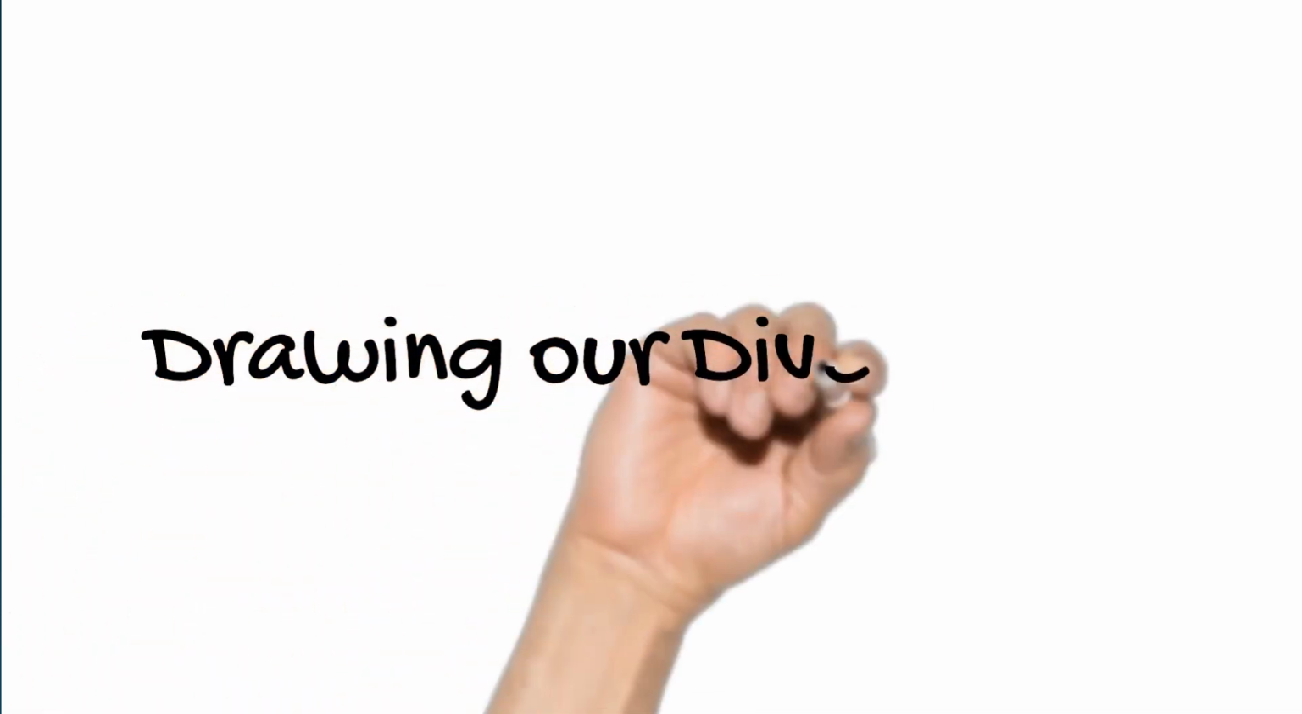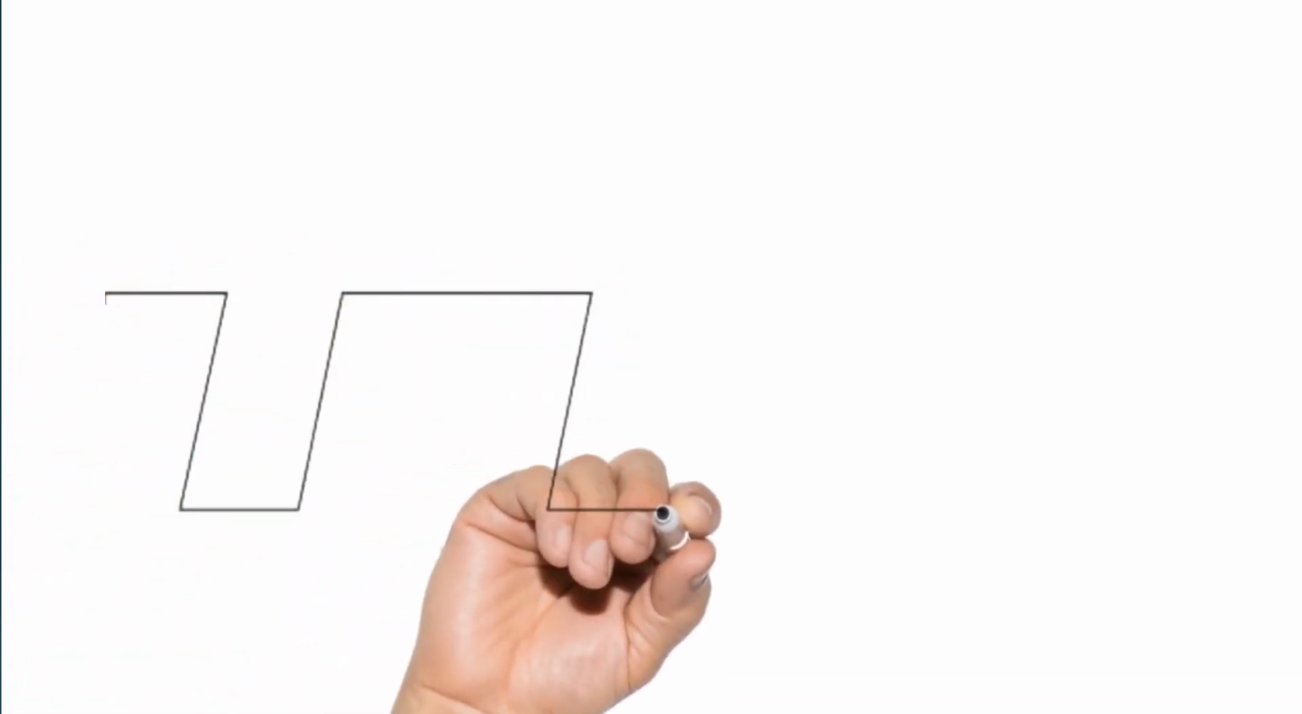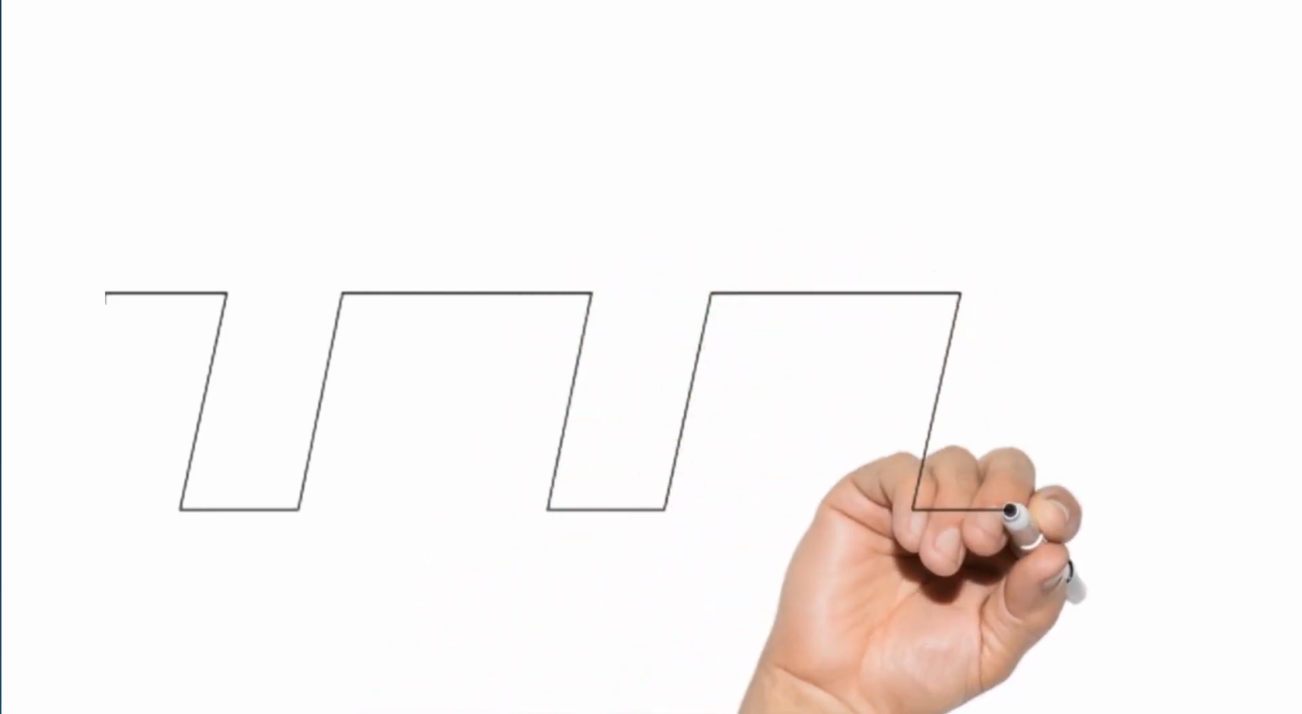Let's get started with our dive profile. First, we set up the profile structure. We start at the surface, descend, dive a while, ascend, and then have a surface interval. Then just repeat for how many dives you're planning. In this case, it's 3.